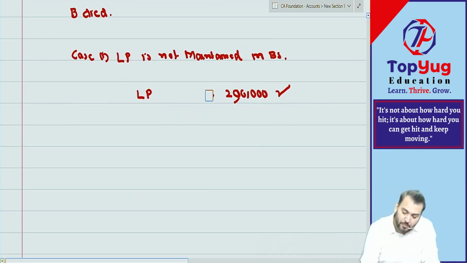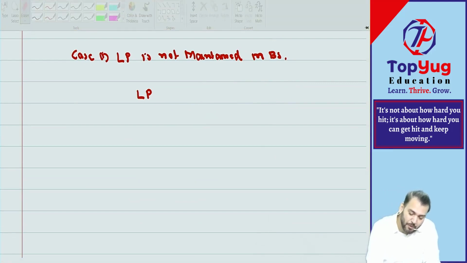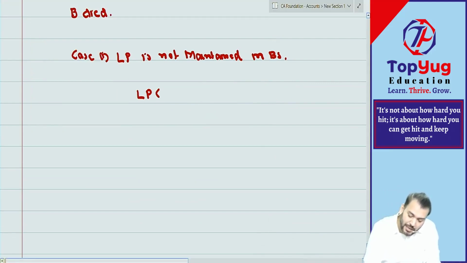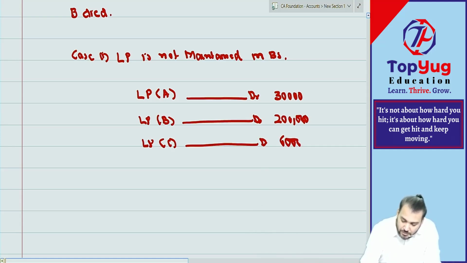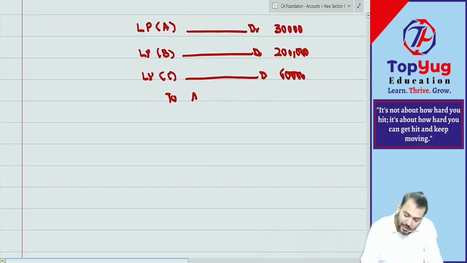Life policy. You can add on in this way. A will increase by what amount? 30,000. Life policy B will increase by what amount? 2 lakh. Life policy C will increase by what amount? 60,000. To what? To A, B and C. So B will get how much?